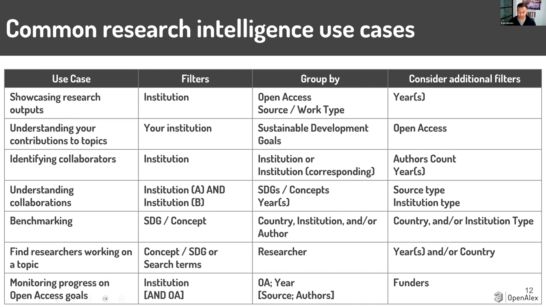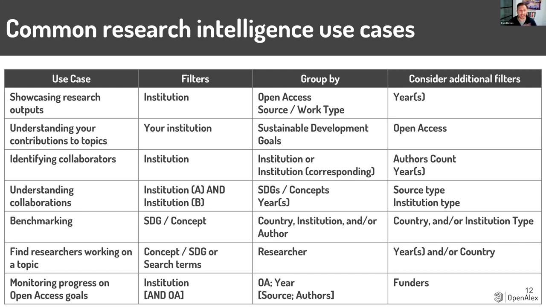But let's say you want to showcase research outputs as your use case. For filter, you do institution, find your institution, and then group by whatever you're trying to showcase. If you're trying to showcase your open access, group by open access. If you're trying to showcase the journals you're publishing in, use source, use work type, whatever you want to group by there. For understanding your contributions to research or to any topics, again, you'll start with your institution and then group by whatever topic. So this topic could be sustainable development goals or concepts, whatever you're looking for at that point.